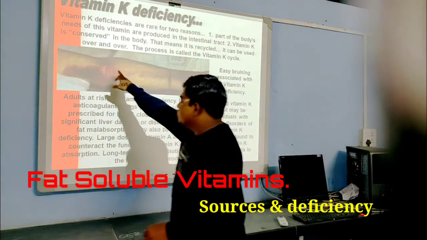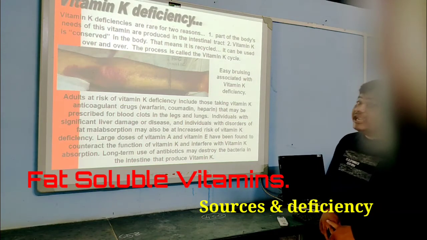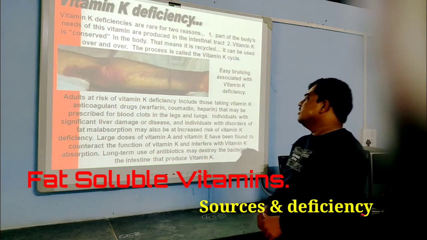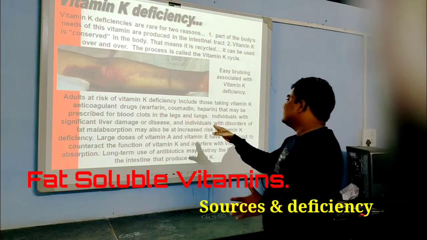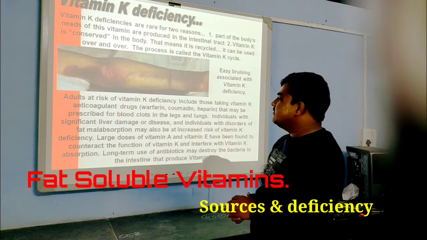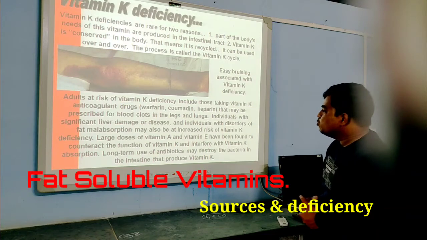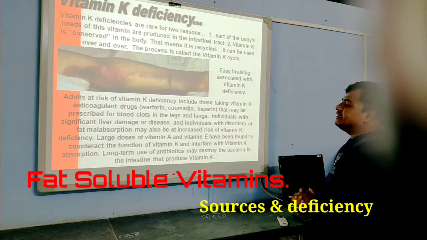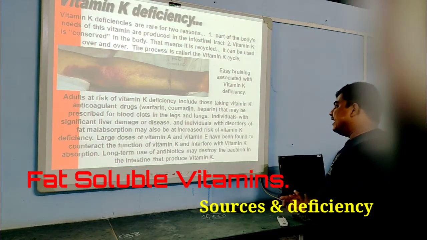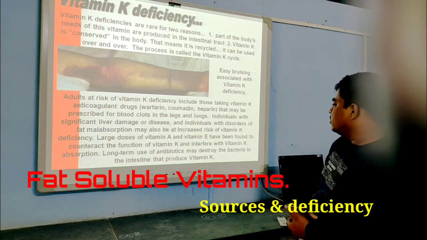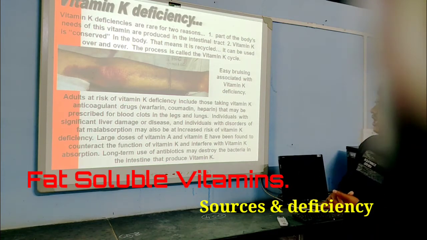So who is at risk of vitamin K deficiency? You can see this portion here. Okay, so adults at risk of vitamin K deficiency include those taking vitamin K anticoagulant drugs, that is warfarin and coumadin, heparin, that may be prescribed for blood clots in the legs and lungs. Individuals with significant liver damage or disease and individuals with disorders of fat malabsorption may also be at increased risk of vitamin K deficiency. Okay. So here, large doses of vitamin A and vitamin E have been found to counteract the function of vitamin K and interfere with vitamin K absorption. Okay.